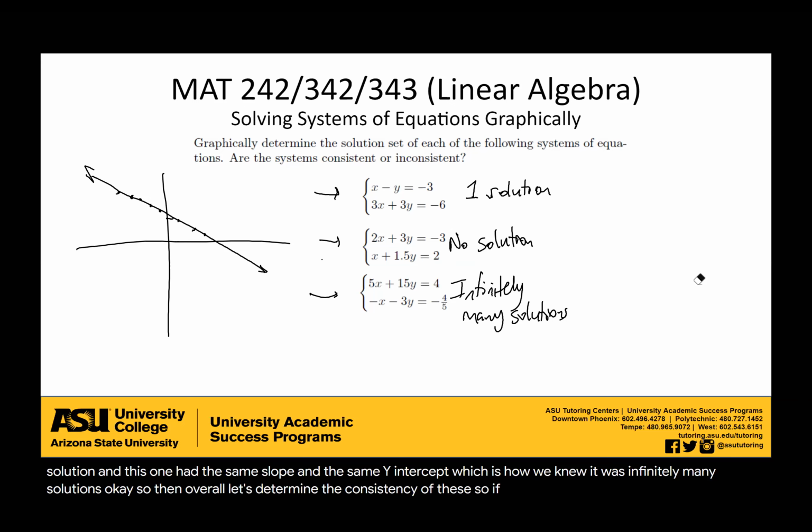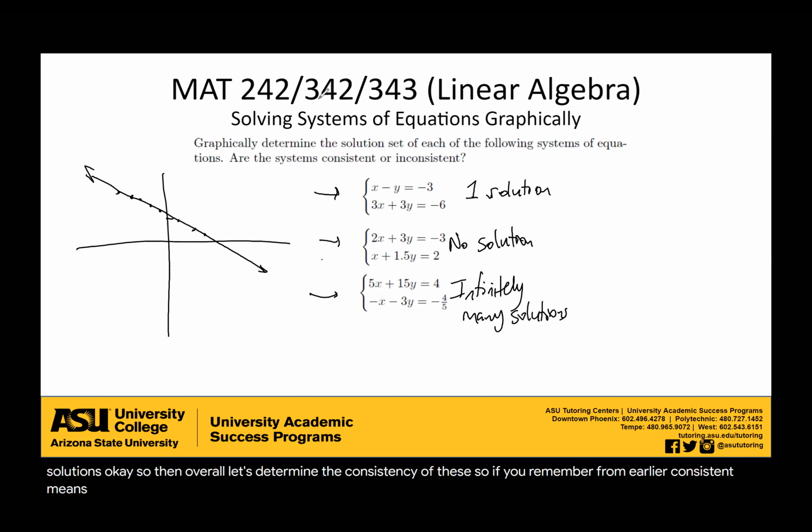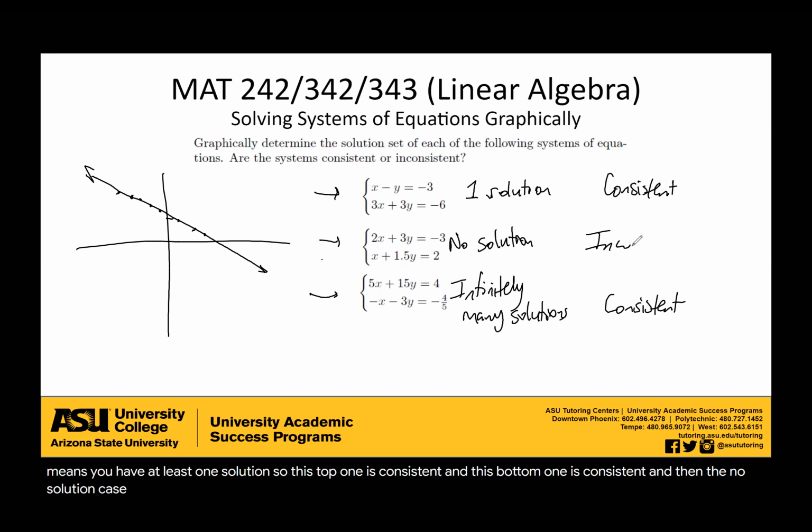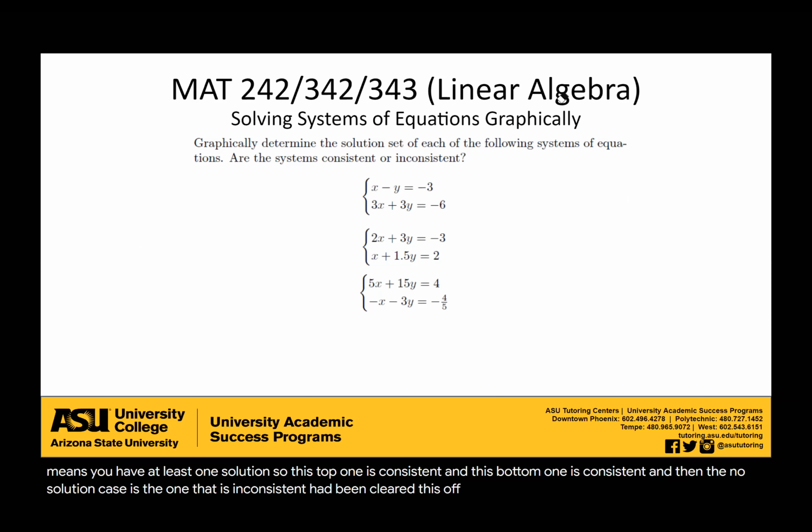Okay. So then overall, let's determine the consistency of these. If you remember from earlier, consistent means you have at least one solution. So this top one is consistent, and this bottom one is consistent. And then the no solution case is the one that is inconsistent. Wonderful.